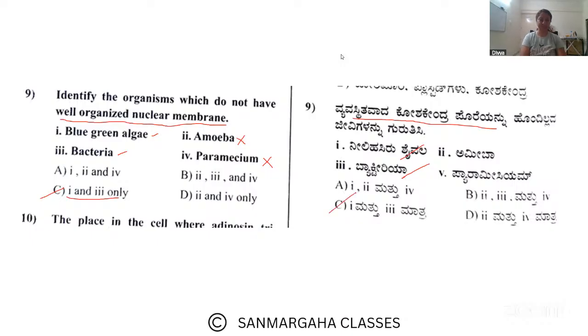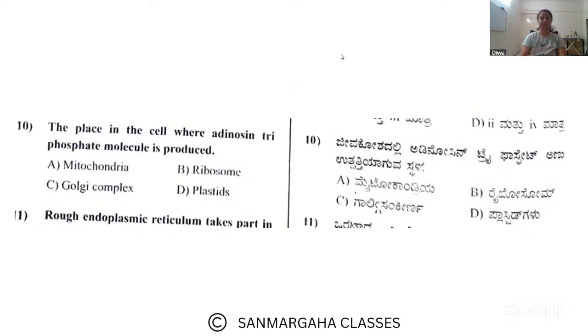Option C. Okay, so moving on to the next question. The place in the cell where adenosine triphosphate, what is this adenosine triphosphate? Yesterday in the class we have discussed A, T and P, ATP, adenosine triphosphate. So what is the question? The place in the cell where adenosine triphosphate molecule is produced.